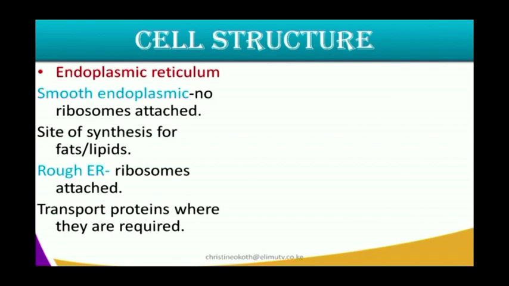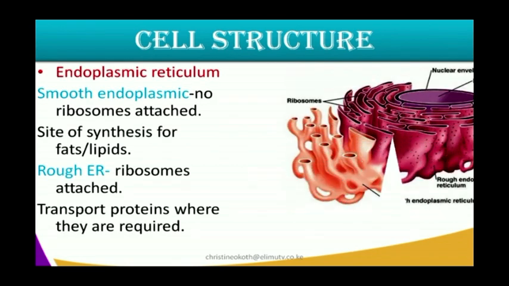The next structure we have is the endoplasmic reticulum, and there are two types of endoplasmic reticulum. We have the smooth and we have the rough. So why is it called a smooth endoplasmic reticulum? It is because there are no ribosomes attached to it. So if no ribosomes are attached, we say that one is a smooth endoplasmic reticulum, and its function is to synthesize or make fats, the lipids.